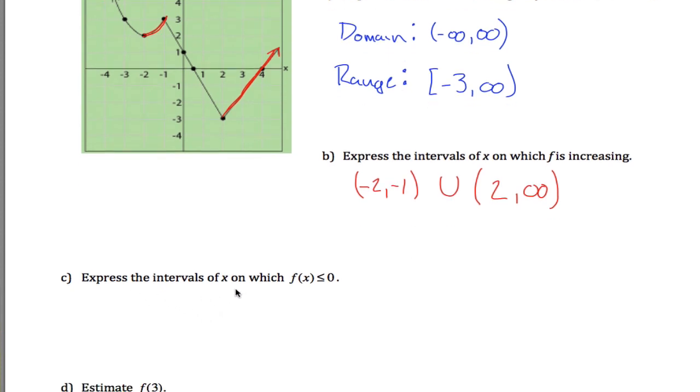Same thing here. Express the intervals of x on which f of x is less than or equal to 0. You could probably look at the graph and tell that f of x is the y. So where is it less than or equal to 0? Well, it's equal to 0 here, it's equal to 0 here, and it's less than 0 all throughout here. So all of that blue area is where it's less than or equal to 0. But again, you want to say the x-coordinates. The x-coordinate for this point is about a half. The x-coordinate for this point looks like it's 4. Because I want less than or equal to 0, I'm going to include those 2 points, so I'm going to put brackets in.